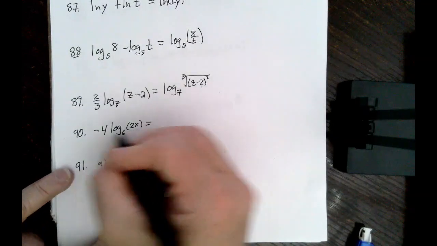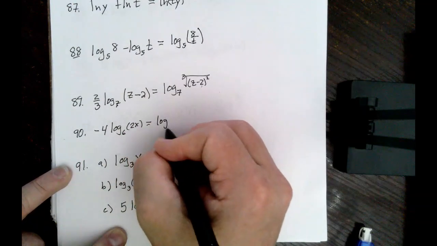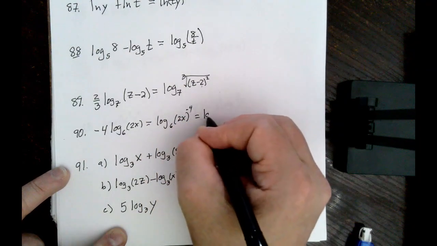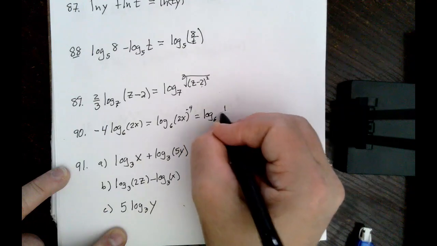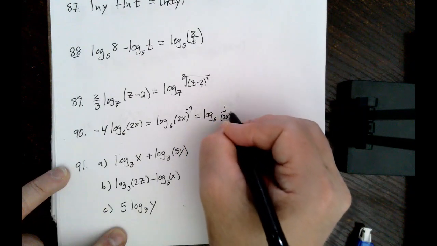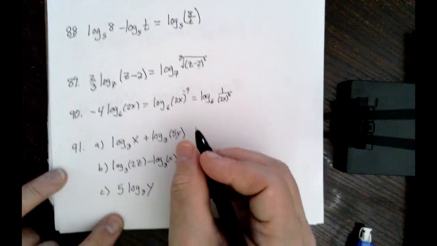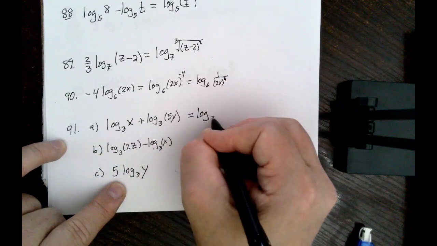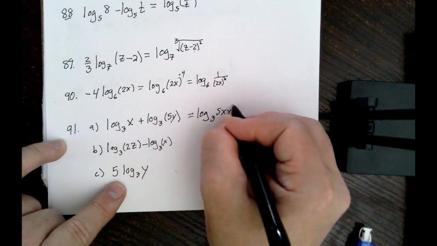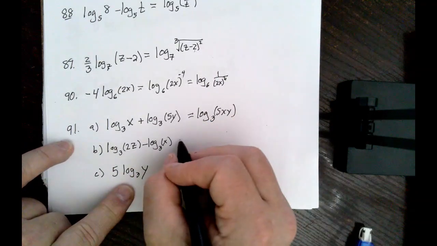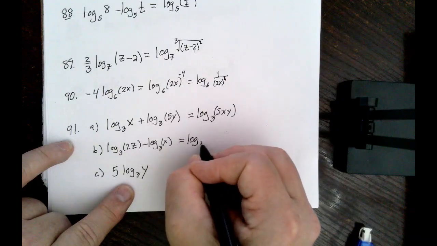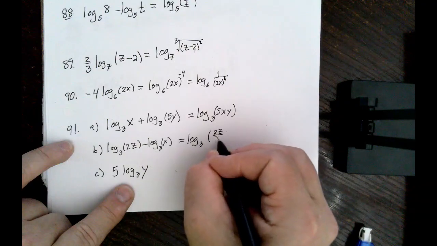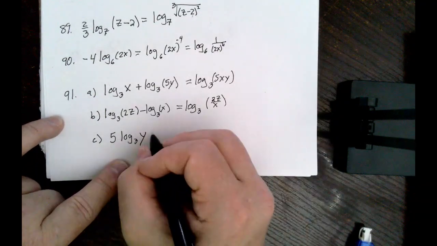Okay, and this one, negative 4 in the exponent, which is really the fraction 1 over 2x to the positive 4. Okay, now here you can bring these together as multiplication. These become division. And this 5 goes into the exponent.